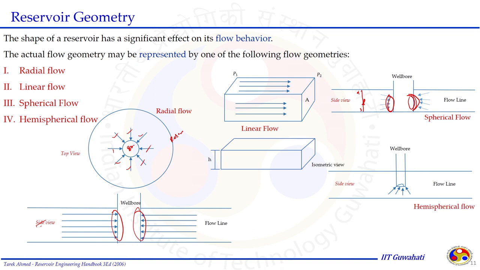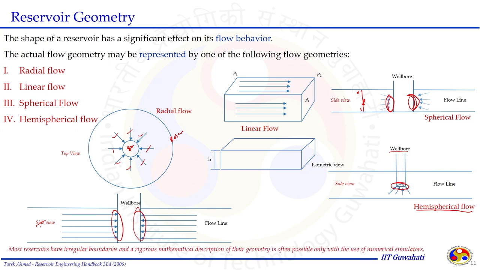There could be a situation when the fluid is not produced from the perforated region but produced from the bottom of the production string, and the fluid from all directions comes to the bottom section and just travels through this wellbore or production string. This kind of situation is called the hemispherical flow situation. As I mentioned, most reservoirs have very irregular geometries or irregular boundaries.